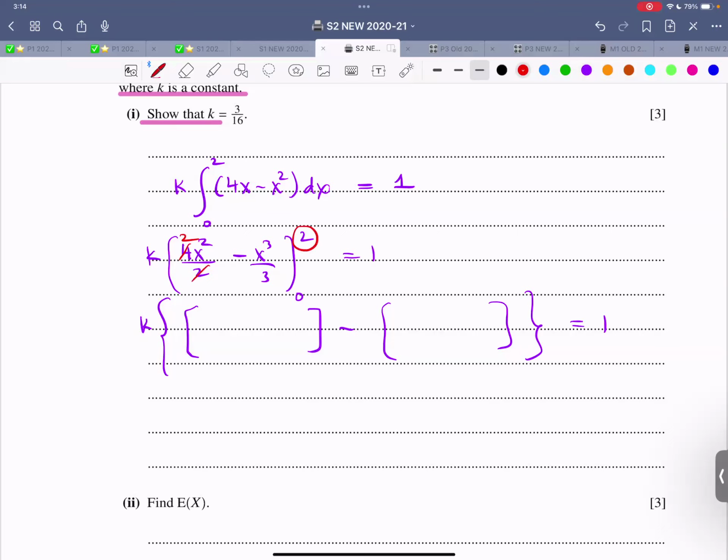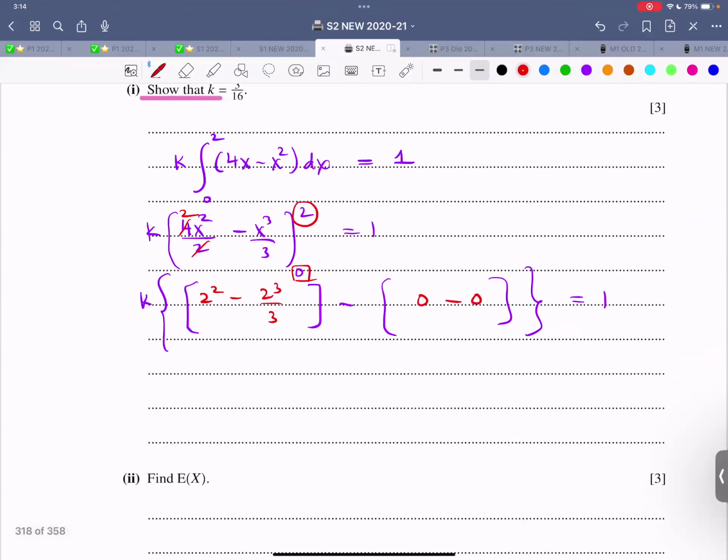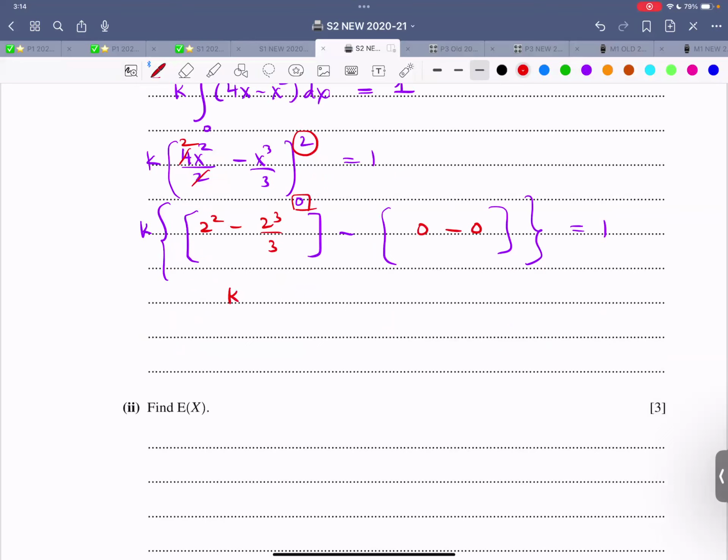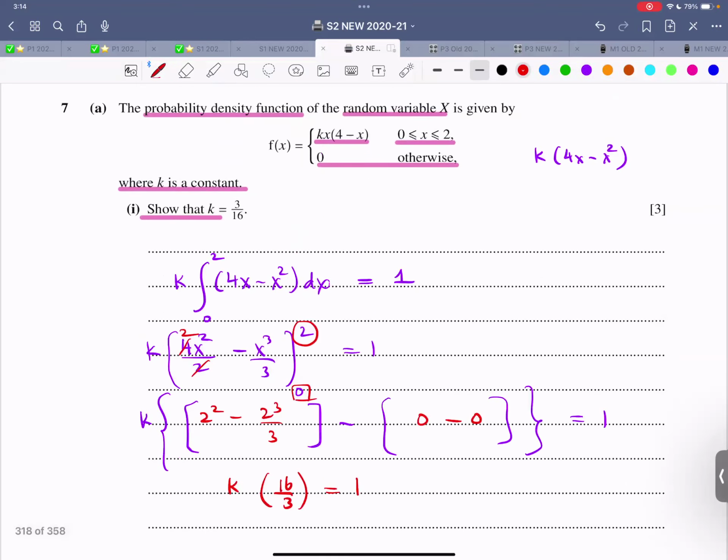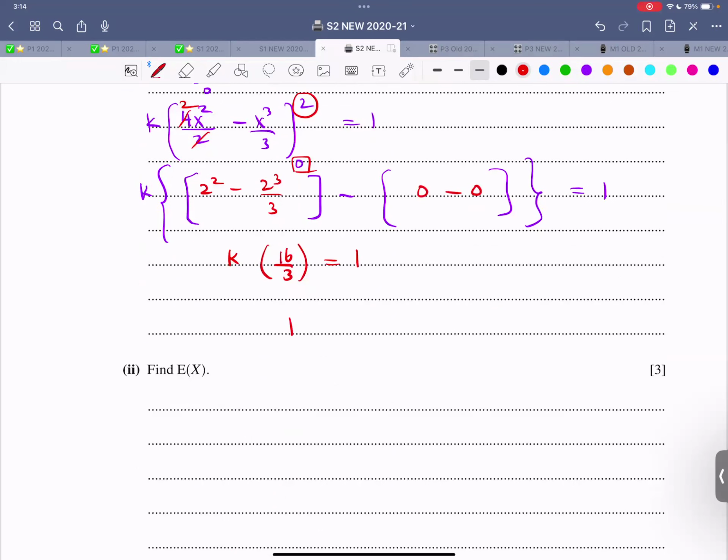Let me plug this in. So this is 2 squared minus 2 cubed over 3. This is 0 minus 0. So this comes out to be K times 16 over 3 equals 1. Therefore, make K the subject. Therefore, K is 3 over 16. That is the basic thing.